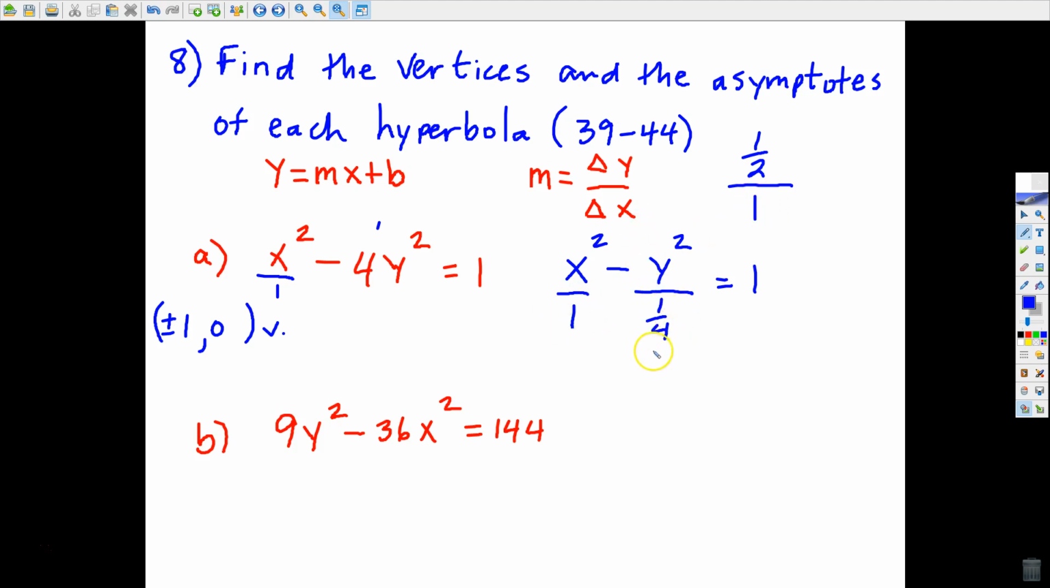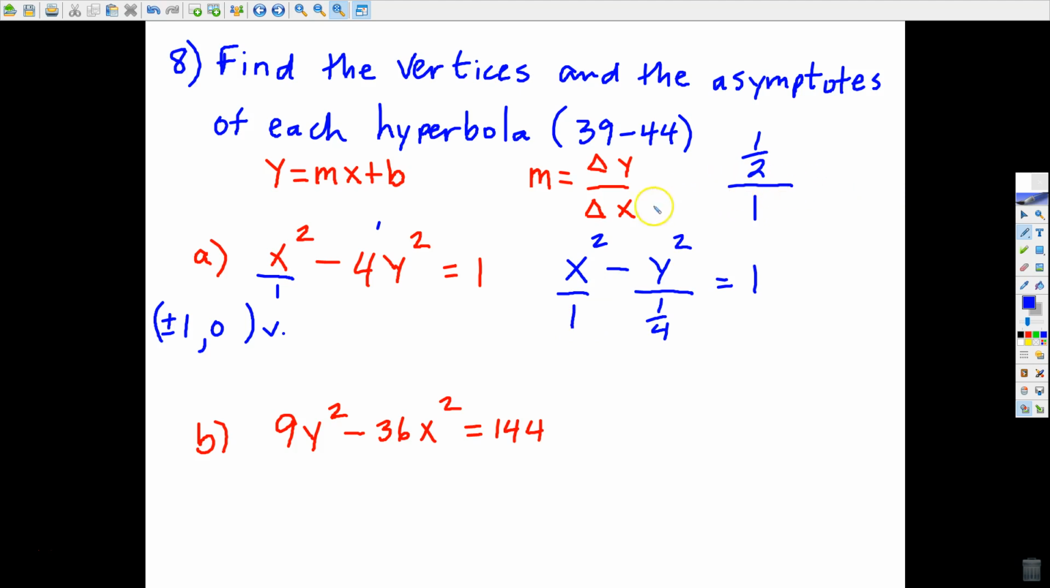I'll put it in some non-mathematical terms for you. If you go back and remember the definition of slope, y is always on top of this fraction. So whatever the denominator of y squared is, the square root of that will always be on top. And the square root of x squared's denominator, which in this case is a, will always be on bottom.